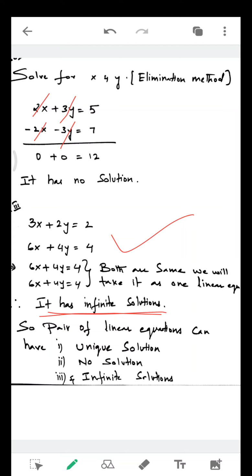So basically we have three types of solutions for a pair of linear equations. One is a unique solution, which we have done in the previous sessions, and you have also solved a worksheet on that. There will be no solution also. Like this case, there will be some pairs of linear equations which have no solution, and there will be some pairs of equations which have infinite solutions, like this. So keep these three things in your mind.